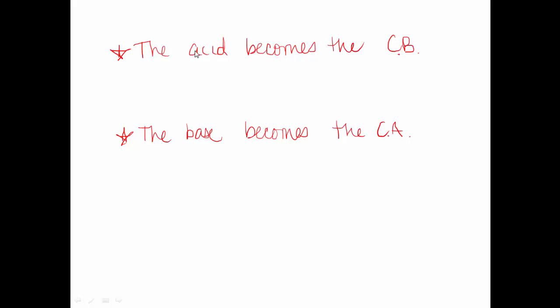Now, how do they do this? The acid becomes the conjugate base. What do acids do? They lose a hydrogen. So the acid becomes the conjugate base by losing a hydrogen ion. The base becomes the conjugate acid by gaining that hydrogen ion. Okay, so feel free to pause that and write that down before you move on.